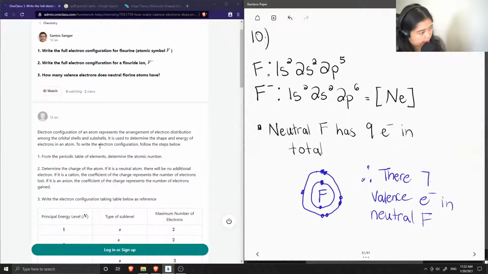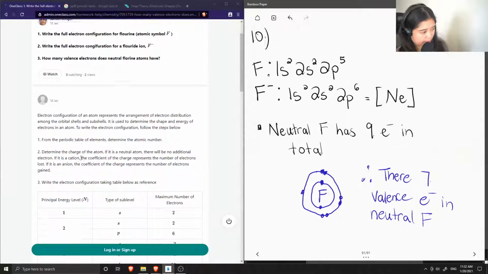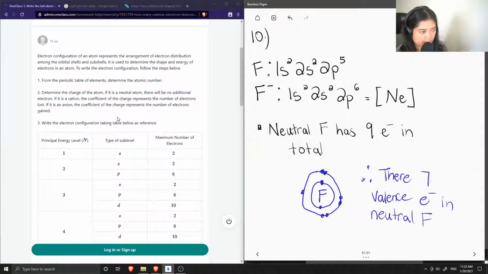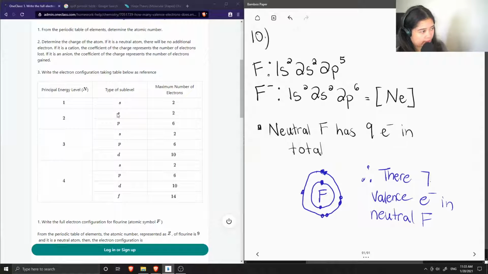So the junior tutor said that the electron configuration of an atom represents the arrangements of electron distribution among the orbital shells and subshells. It is used to determine the shape and energy of electrons in an atom. To write the electron configuration, follow the steps below. 1. From the periodic table of elements, determine the atomic number. 2. Determine the charge of the atom. If it's neutral, there'll be no additional electrons. If it's a cation, which is positively charged, then the coefficient of the charge represents the number of electrons lost. If it's an anion, the coefficient of the charge represents the number of electrons gained. 3. Write the electron configuration, taking the table below as a reference.